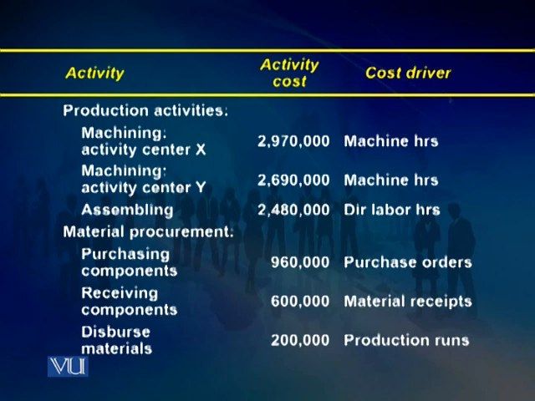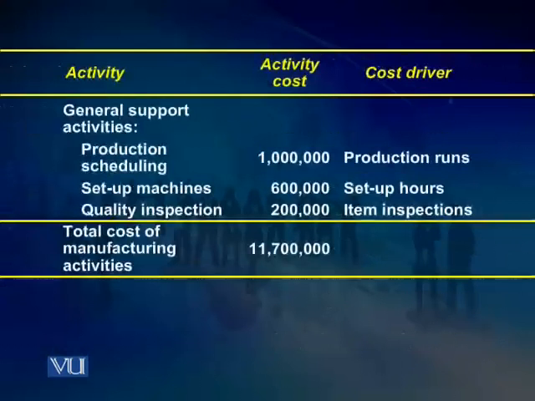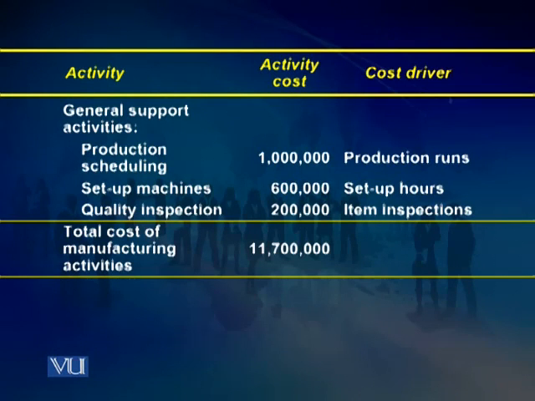And for the overheads, the various activities identified are materials procurement, and that has several components: the purchasing component, receiving component, and the dispersed materials component. And the general support activities have been identified as production scheduling, setup machines, quality inspection. These three activities have then had the costs allocated to them, and the costs in the purchasing component is 960,000, receiving is 600,000, and dispersing material is 200,000.